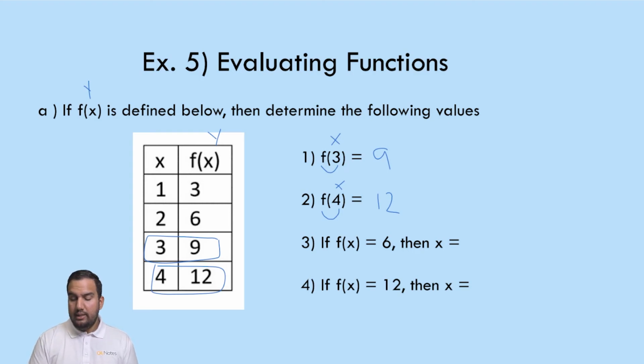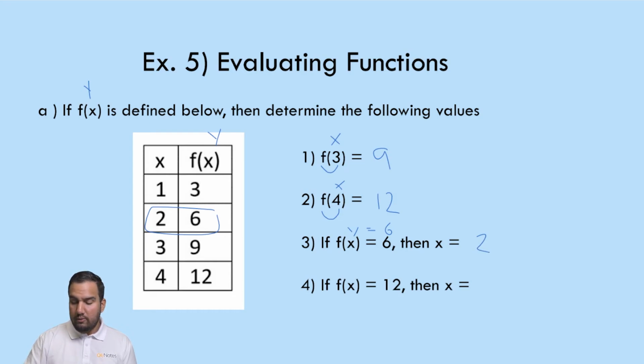Okay. 3, if f of x equals 6, notice how they wrote that. F of x, then x equals, so they want x. So now they want you to work backwards. So what I'm going to first do is let's erase this right here so that we can start off with a clean table. But what is f of x also known as? Y. So they're telling you, hey, y is equal to 6. Okay. So look for y equals 6 and then find its partner, which is the x. Y equals 6 is right here. Its partner is 2. So what's my answer? X equals 2.